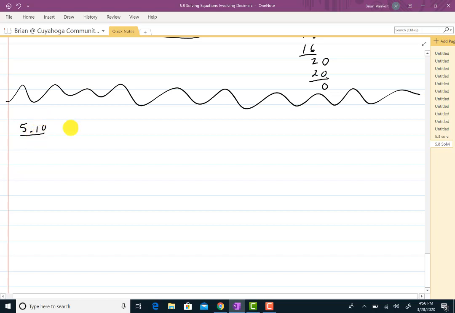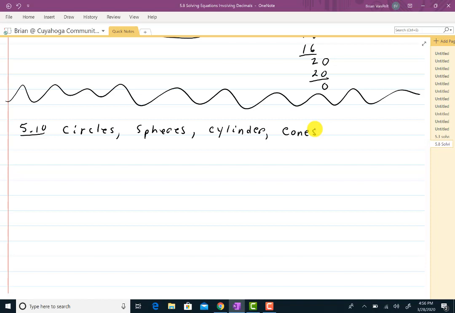Some more geometry stuff. We have circles. We've got spheres. We've got cylinders. And we have cones. So those are the geometric figures we're going to be working on. Remember, the formulas that we're going to be using here to find volumes and areas, circumferences, and all that stuff won't have to be memorized by you. They'll be given to you on an exam. So let's go ahead and start everything off with circles.